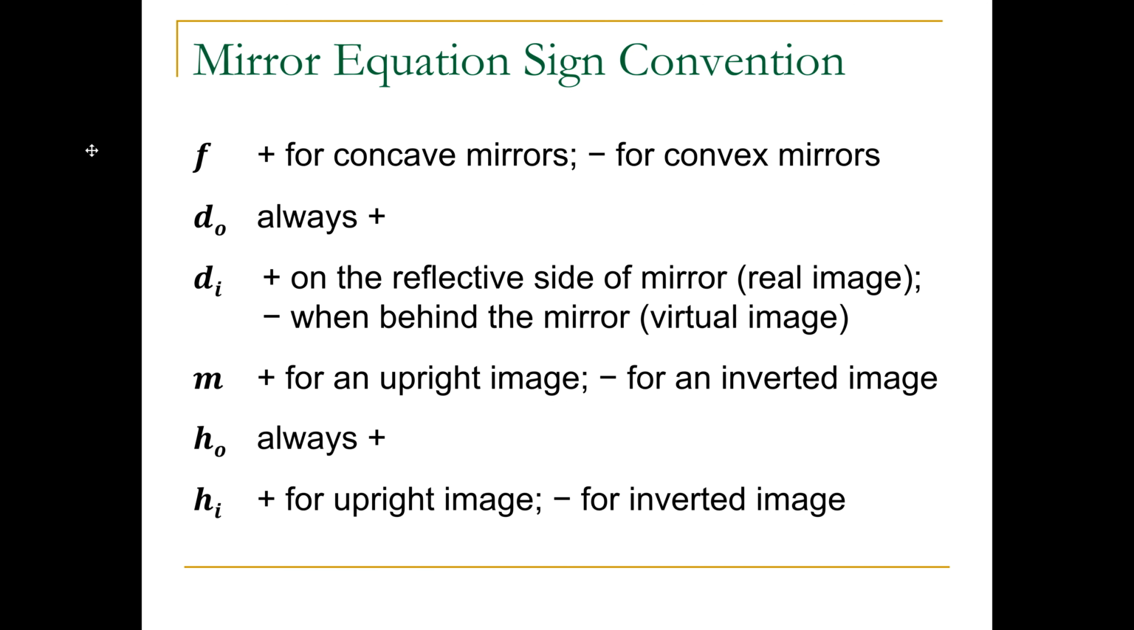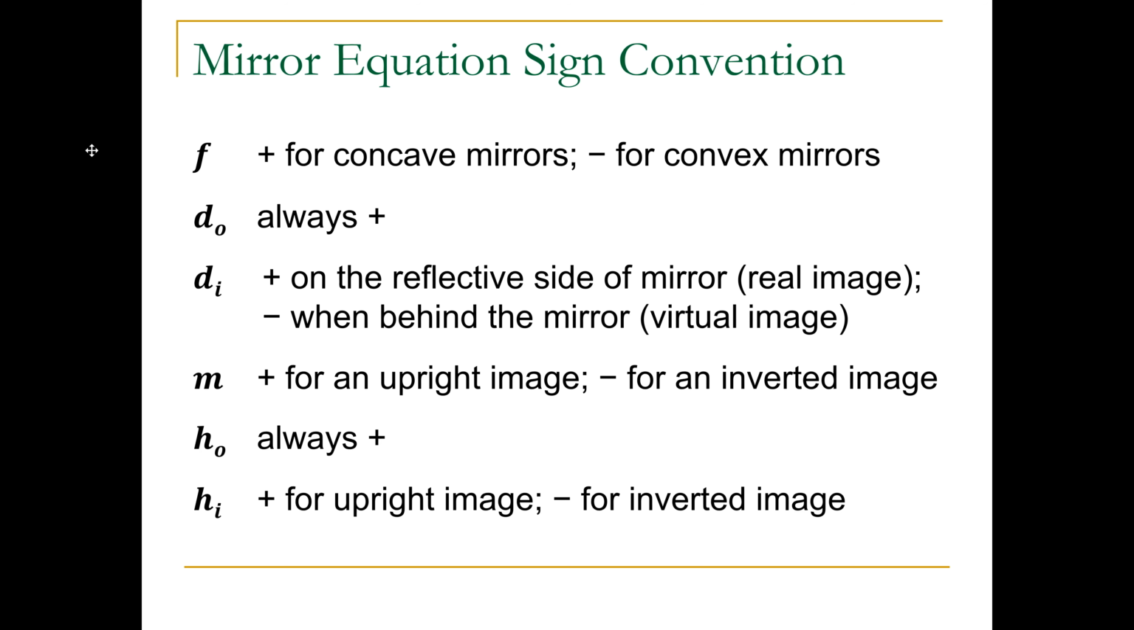All right, so sign convention, probably the most important thing when using these equations, especially because this will change when we move on to lenses. So our focal length is positive for concave mirrors and negative for convex. DO is always positive. DI is positive when the image is on the reflective side or in front of the mirror, and it's negative when behind. So for those first three, I always remember in front of the mirror is positive, behind the mirror is negative.